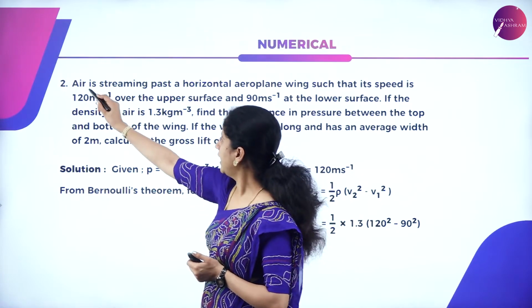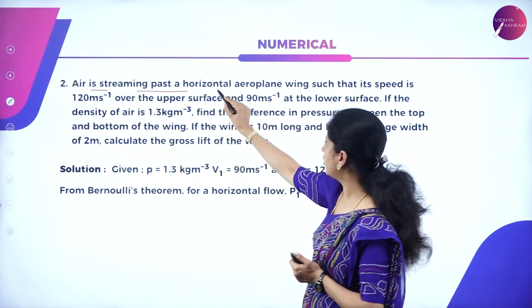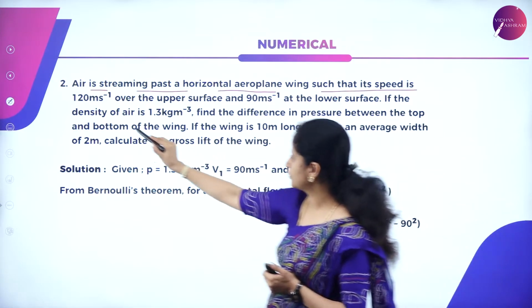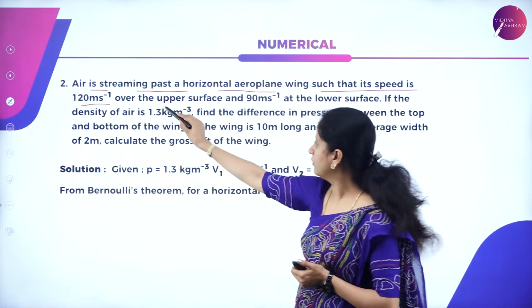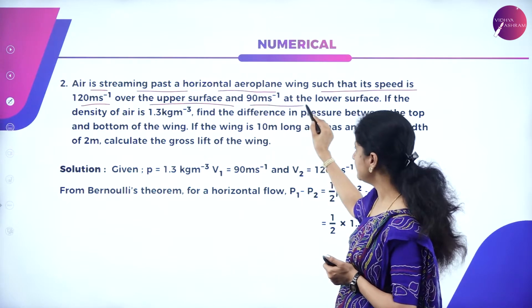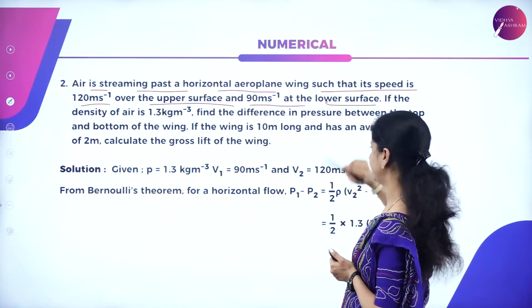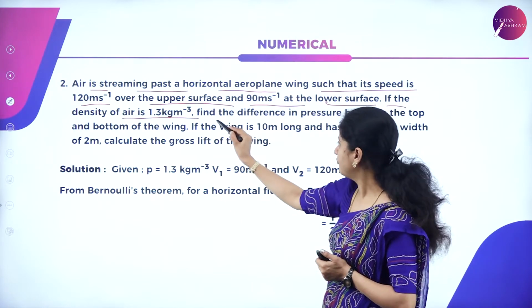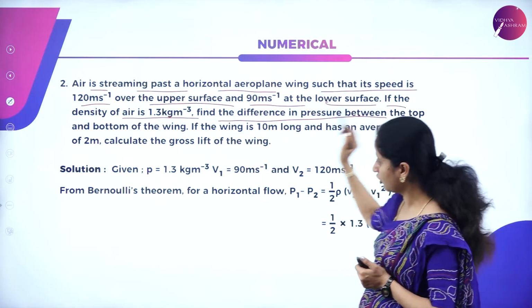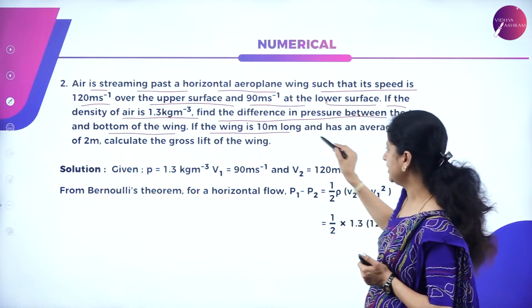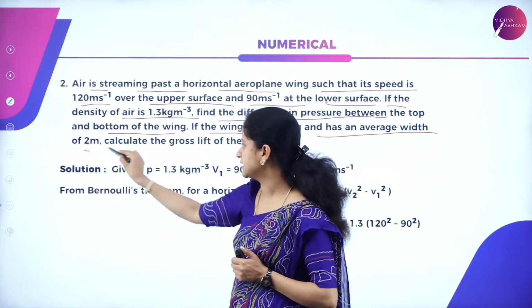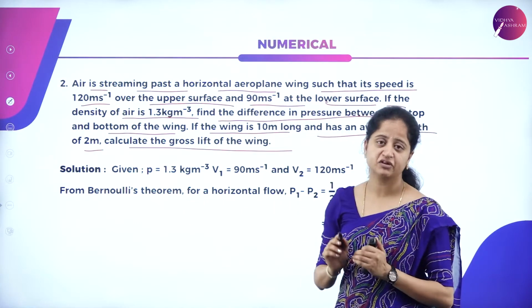So we have air is streaming past a horizontal aeroplane wing such that its speed is 120 meter per second over the upper surface and 90 meter per second at the lower surface. If the density of air is 1.3 kg per meter cube, find the difference in pressure between the top and bottom of the wing if the wing is 10 meter long and has an average width of 2 meter. Calculate the gross lift of the wing.